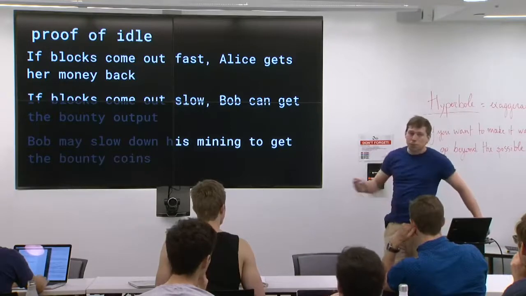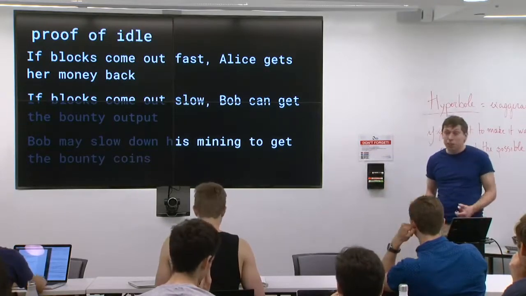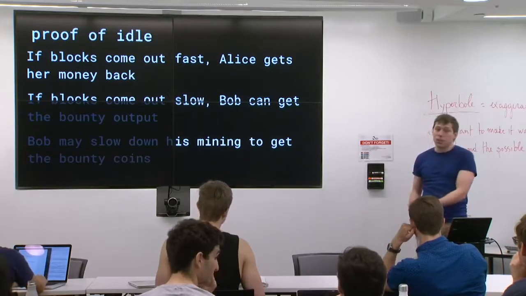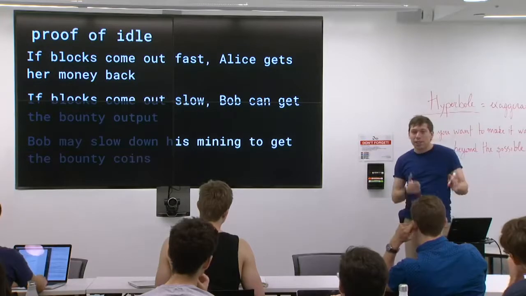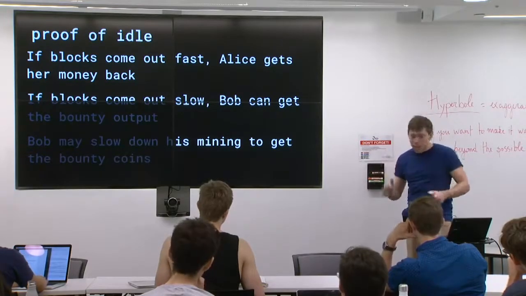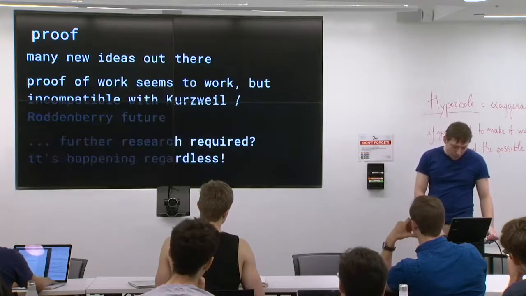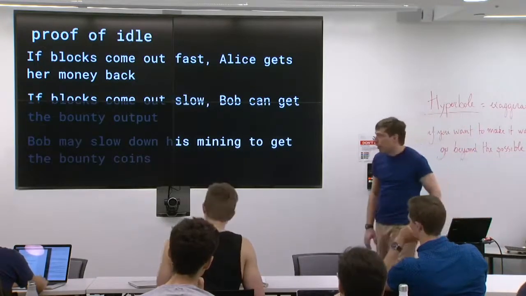So Alice can put whatever bounty she thinks is beneficial to her. Okay, I'll pay you 3 coins not to mine as much. And you can chop this up. You can have a lot of different smaller transactions and make a curve. If you mine a lot less, I'll pay you more, things like that. Yeah, so that's the idea behind Proof of Idle.